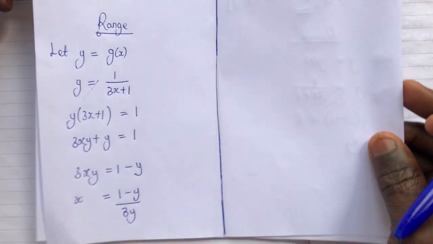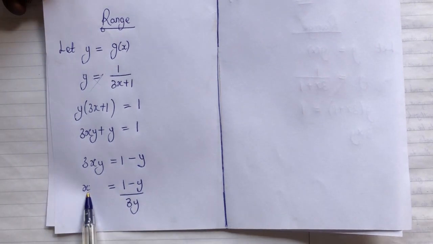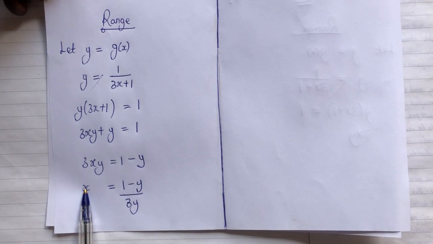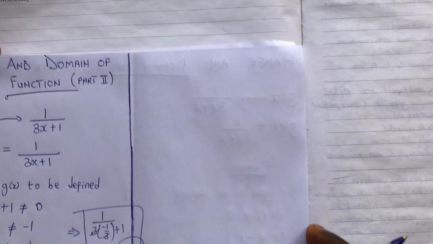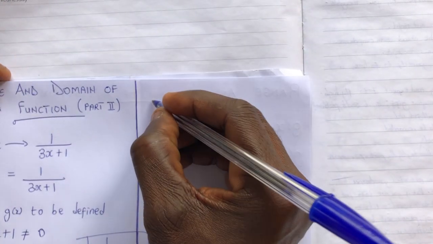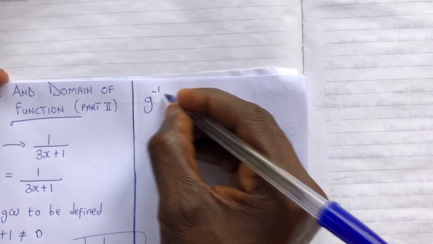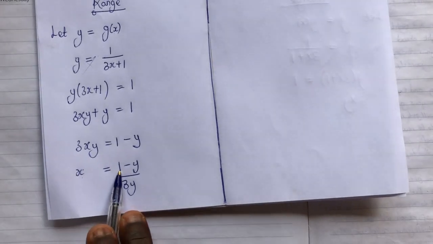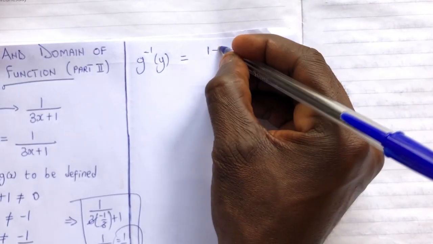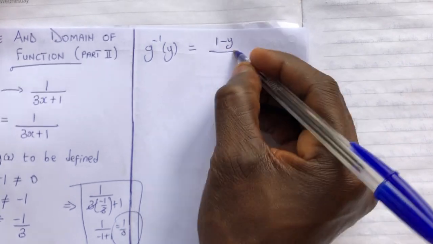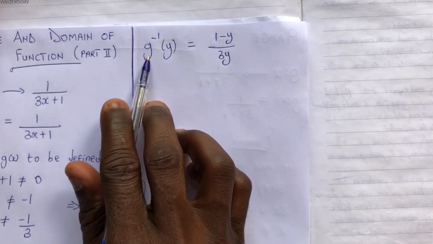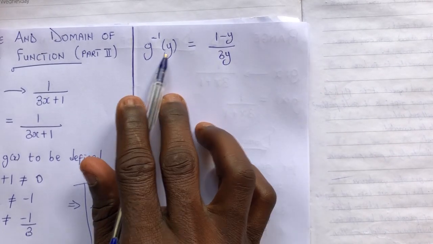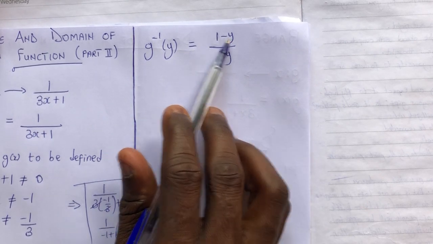You do not need to use the diagram to prove to your examiner that x is the inverse. So from here we know that x is the inverse of what? Y. So we write that statement by saying therefore g inverse of y equals whatever we got, 1 minus y out of 3y. So now this is where we continue from. So g inverse of y equals 1 minus 3y.